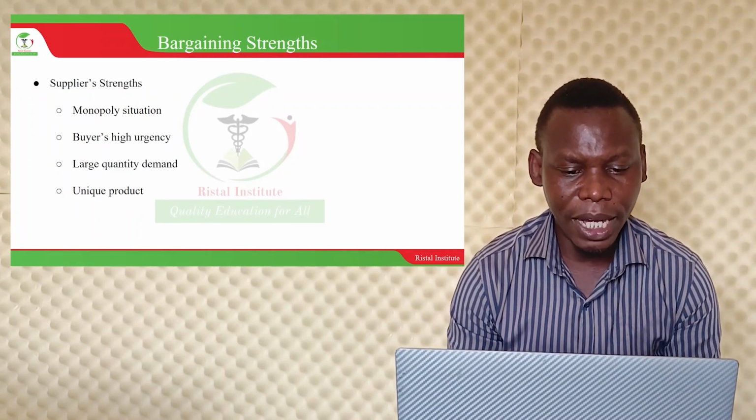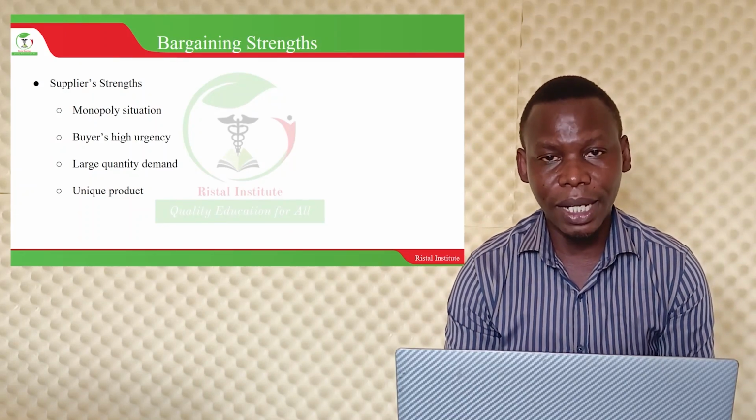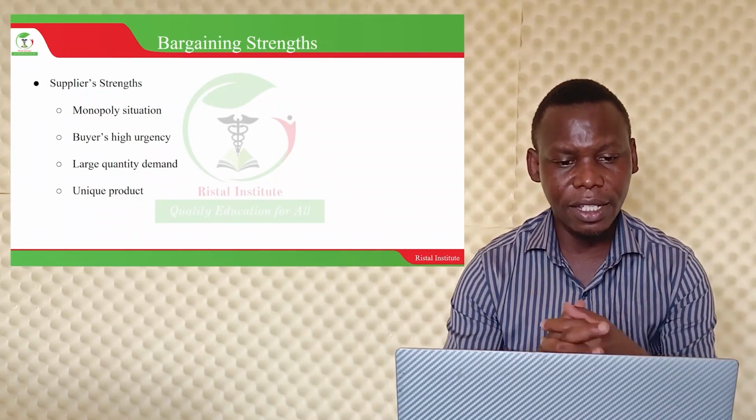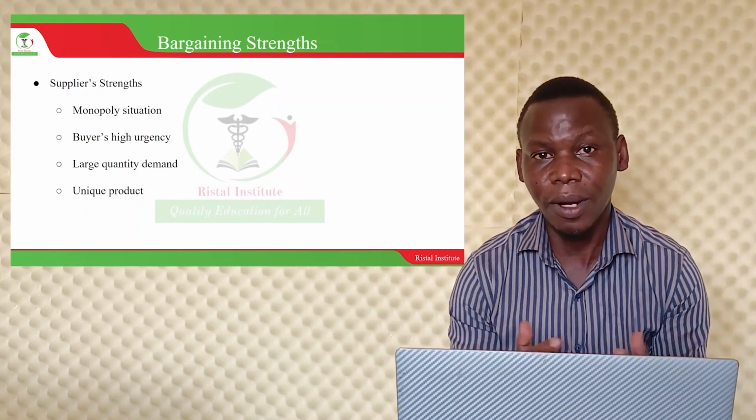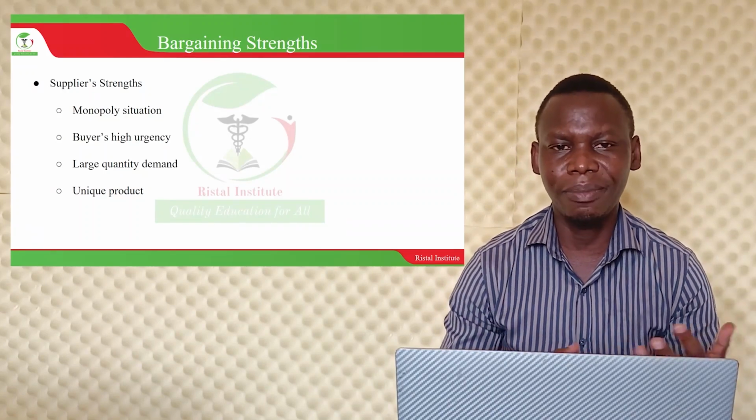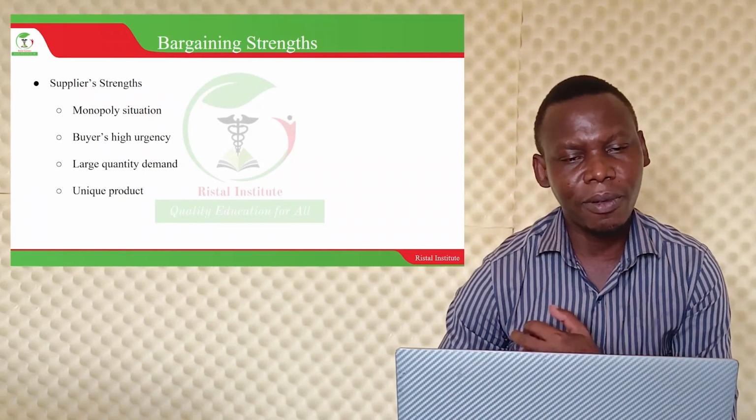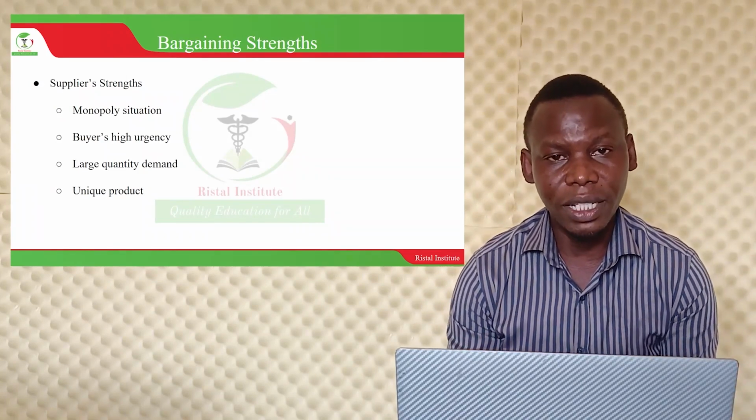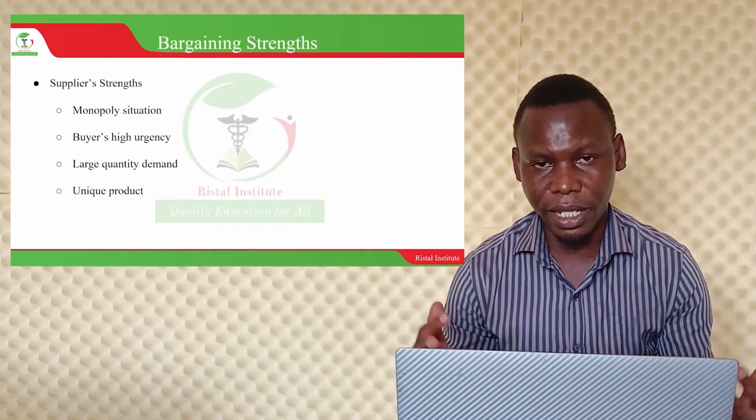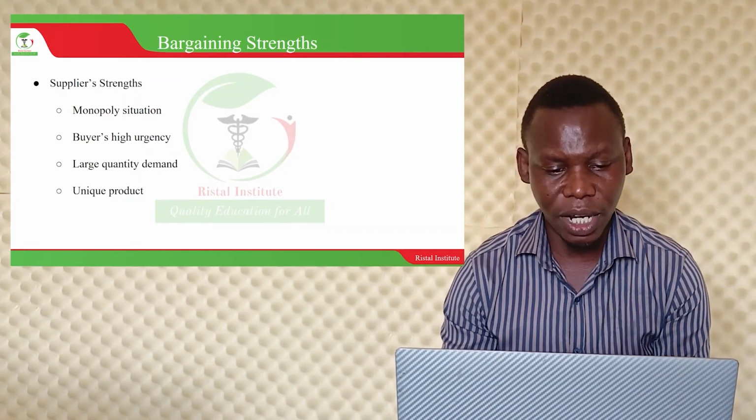Large quantity demand: when the quantity demanded is much, and he is the only person who can provide this quantity, then the buyer has no choice than to wait. Could be the delivery time. The supplier will say, I can only deliver this after 1 month. Because the quantity is a lot, you have no choice as a buyer than go with the deal, just as he has determined. So there, the supplier becomes stronger.